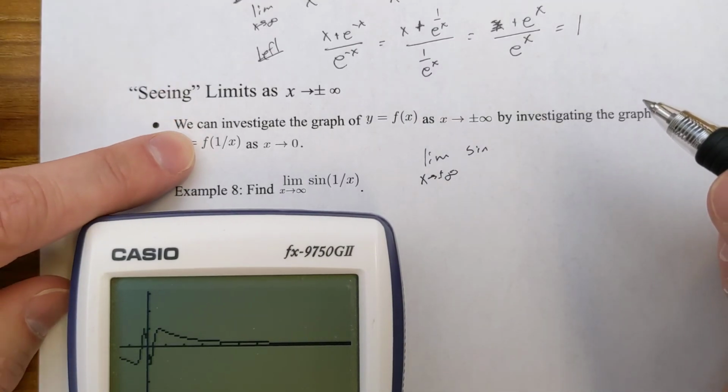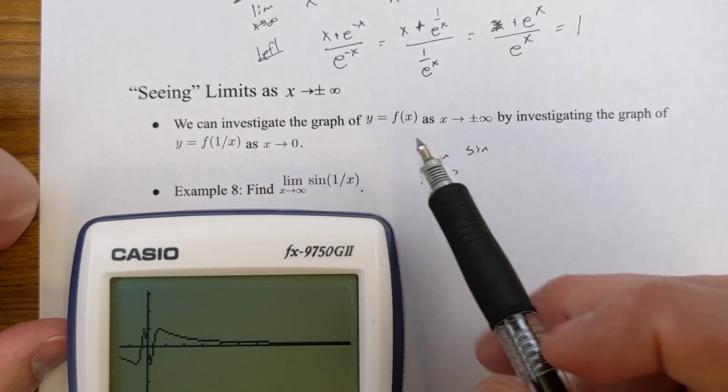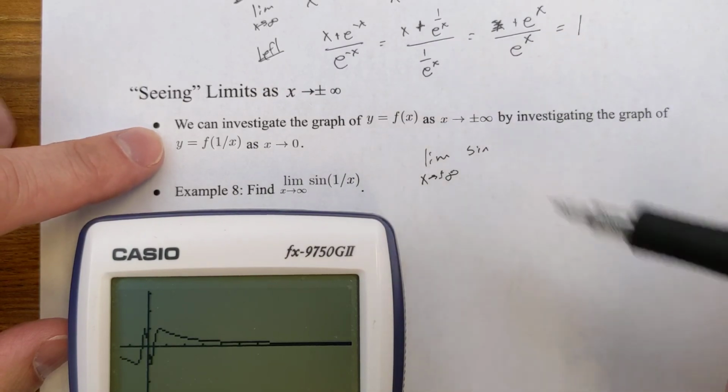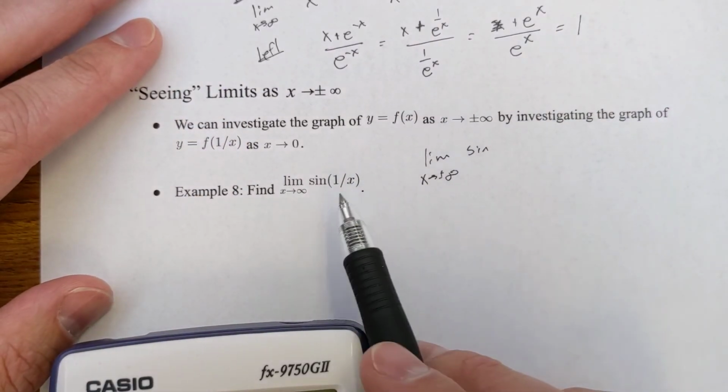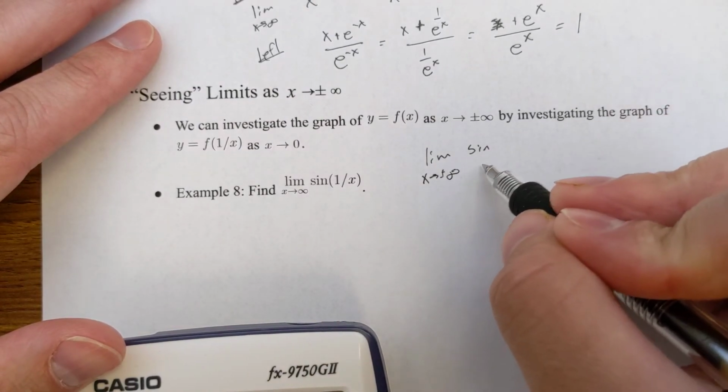No, sorry, it's not sine of 1 over x, it's just 1 over x. Oh, okay. Sorry. I'm doing this example. I did it right. I was reading the wrong part. So this goes to 0.